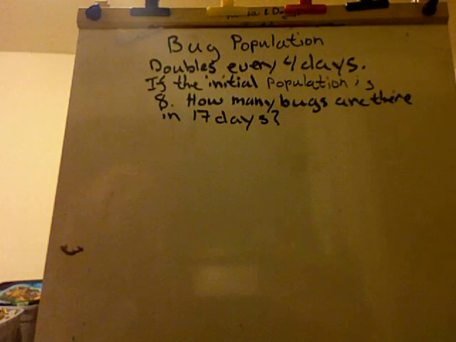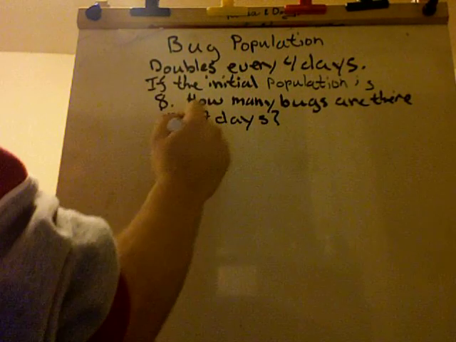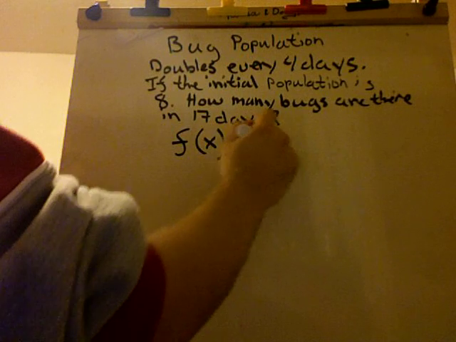Alright, here's a nice problem. Bug population doubles every 4 days. The initial population is 8. How many bugs are there in 17 days? So what we want to do is create an exponential function to model this information.